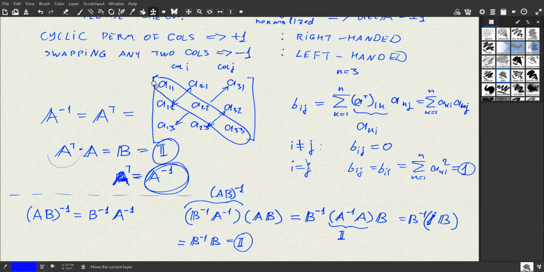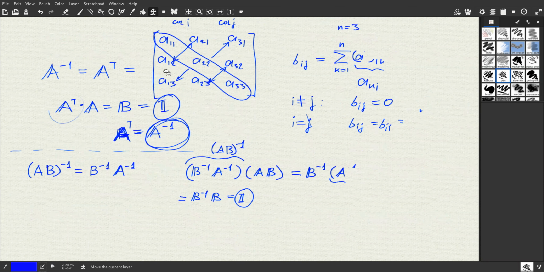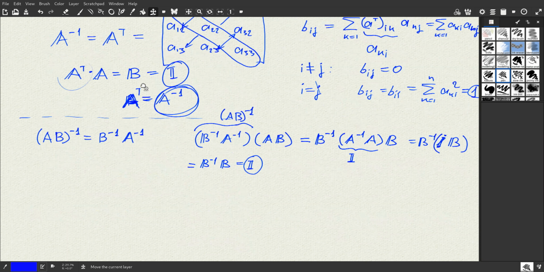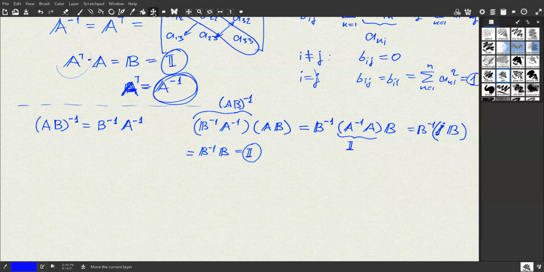Okay? In general, by the way, for a transposition, it is also true that AB transposed is B transposed times A transposed. This is very easy to check directly.